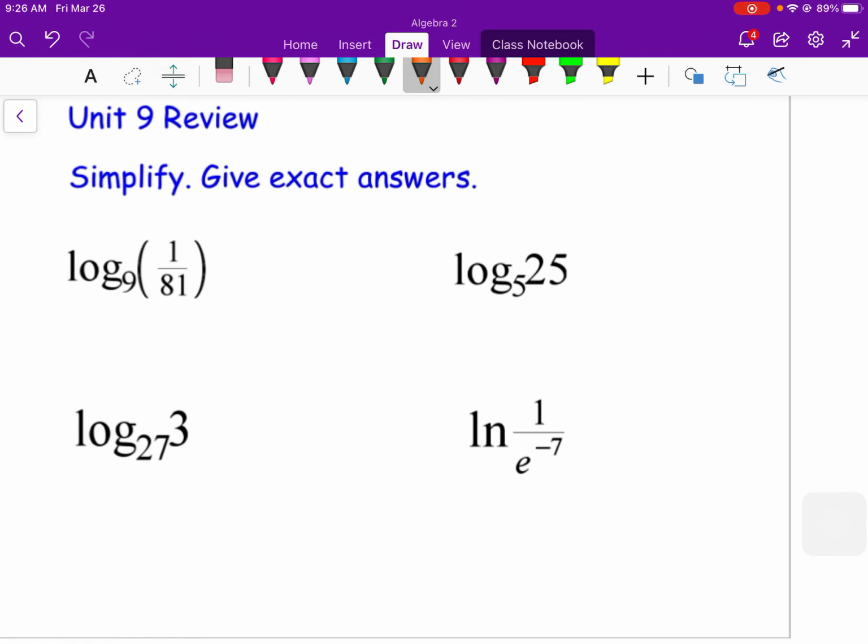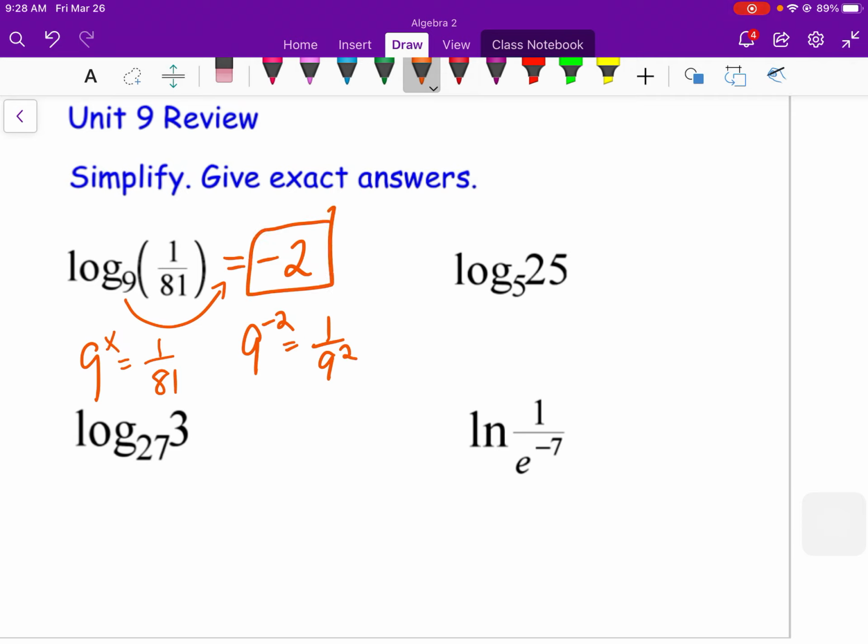All right, just evaluating. Give exact answers and simplify. So this would be 9 to what power equals 1 over 81. Since I have a whole number and it's taken to an exponent equals a fraction, that means that this has to be negative, and 9 squared is 81, so it'd be -2. So 9 to the -2 power would be 1 over 9 squared. So that would give me the 1 over 81. So -2. 5 squared is 25, so 2 for this one.